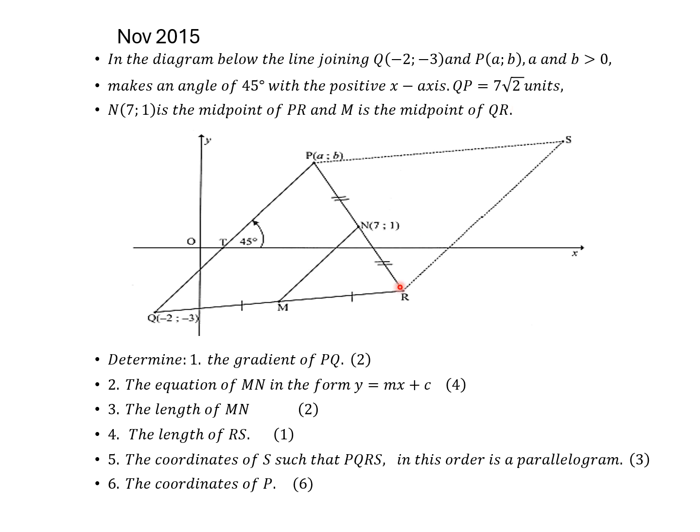We want the length of RS. If this is a parallelogram, RS must be the same length as PQ. Then the coordinates of S such that PQRS is a parallelogram. Q S and PR must share the same midpoint, so using the midpoint formula I'm going to find the coordinates of S. Then we want the coordinates of P. I have the gradient of PQ and the length of PQ, and I'm going to use those two together to find the coordinates of A and B.